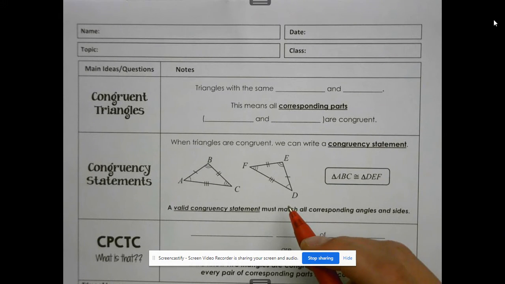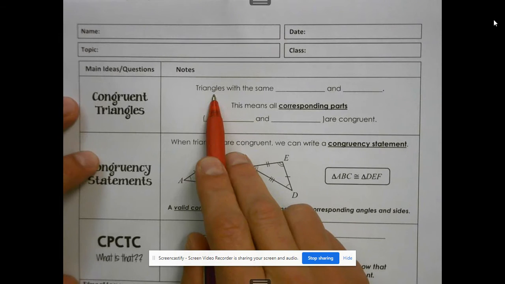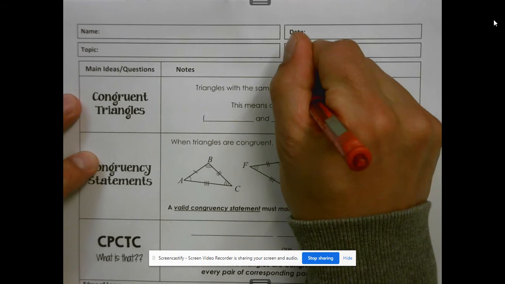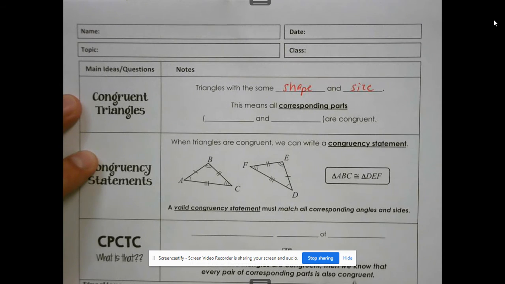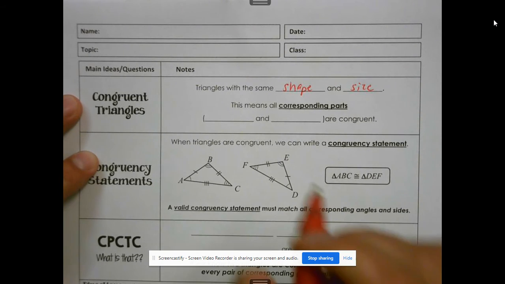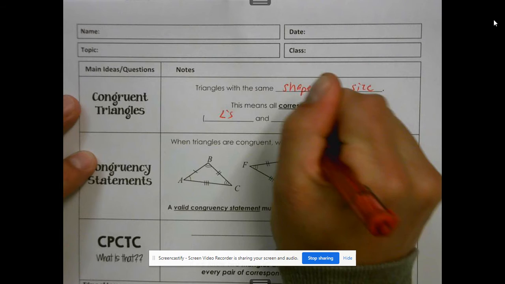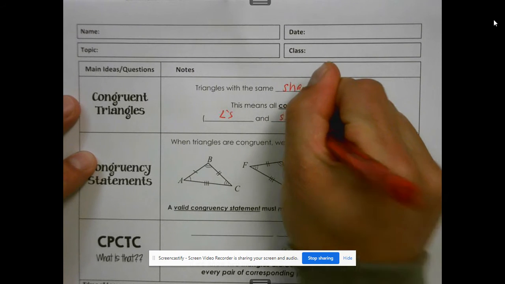Right, this lesson is congruent triangles. Triangles with the same shape, and they also have the same size. This means all corresponding parts, which are your angles and sides, are congruent.